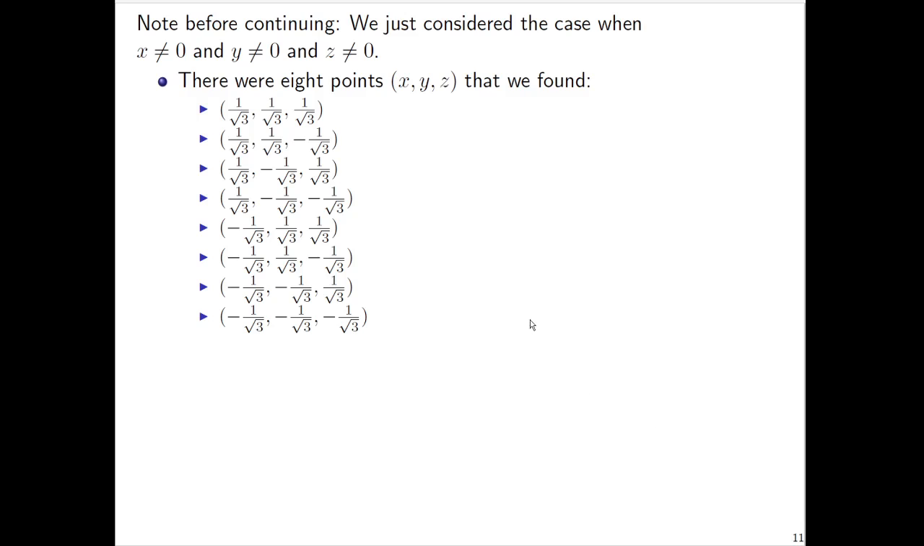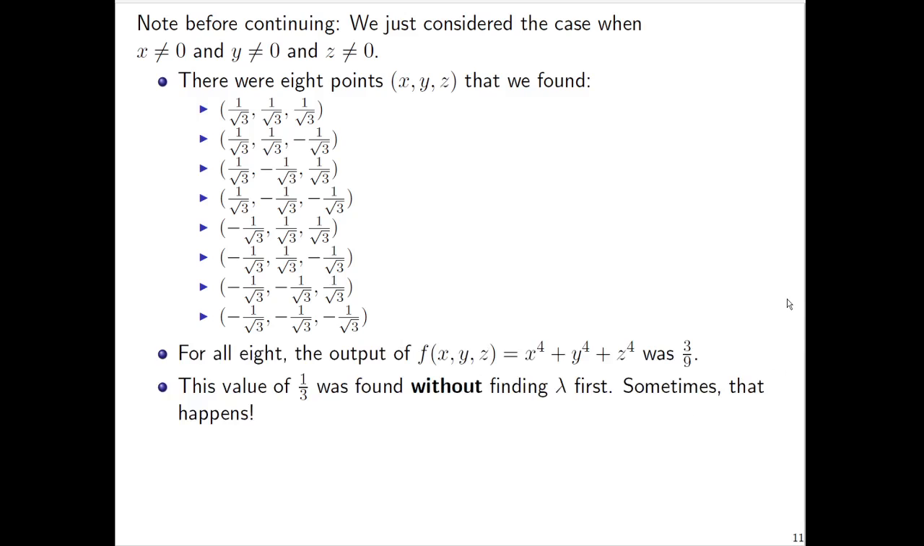And I tried to organize this systematically, so you'll notice that in the z-coordinate, I've done plus, minus, plus, minus, plus, minus, plus, minus. In the y-coordinate, instead of alternating every other, it's alternating every two, so plus, plus, minus, minus, plus, plus, minus, minus. And then for the x-coordinate, it alternates every 4, so plus, plus, plus, plus, followed by minus, minus, minus, minus. So that will systematically get all 8 points that we have, and if you plug any of these 8 points into f, you'll get 3/9.